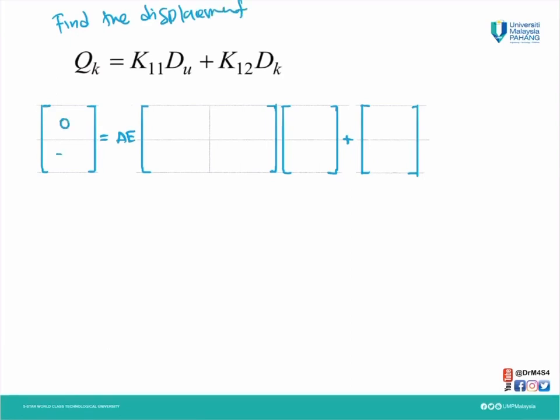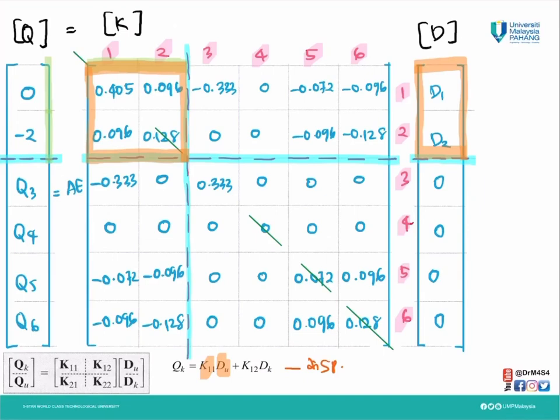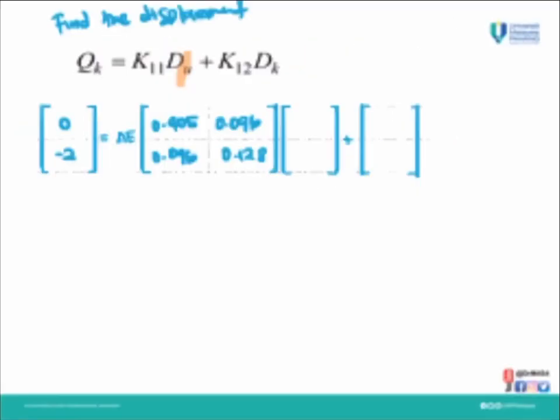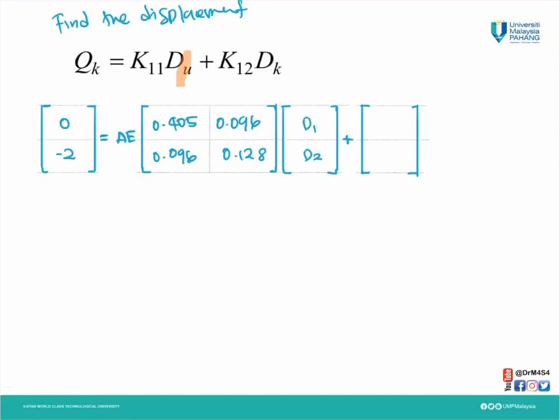So here is 0, -2. Our K11 here is 0.405, 0.096, 0.096, 0.128. And for our unknown is D1 and D2. We know our dk is 0, so both is 0.